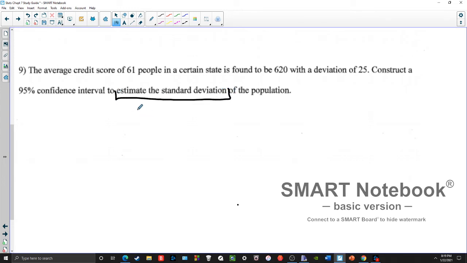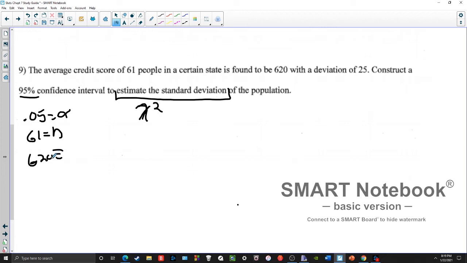So if we're going to do that, that calls for a chi-squared score. There we go. Chi-squared score. So in order to get a chi-square, let me again just list out my information here. So 95% confident means I'm 0.05 as my alpha. I have an n of 61, so 61 is n. My average is 620.